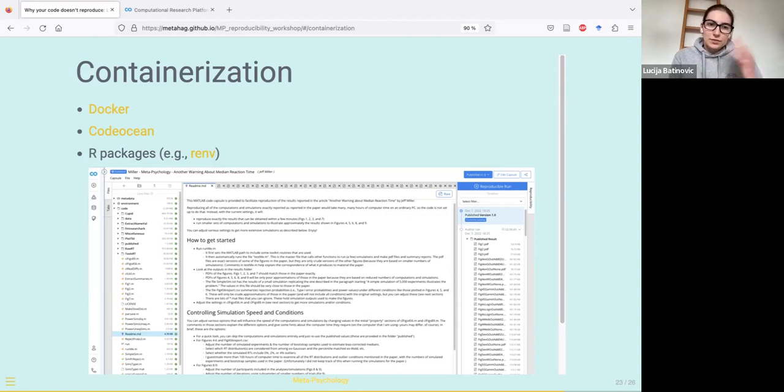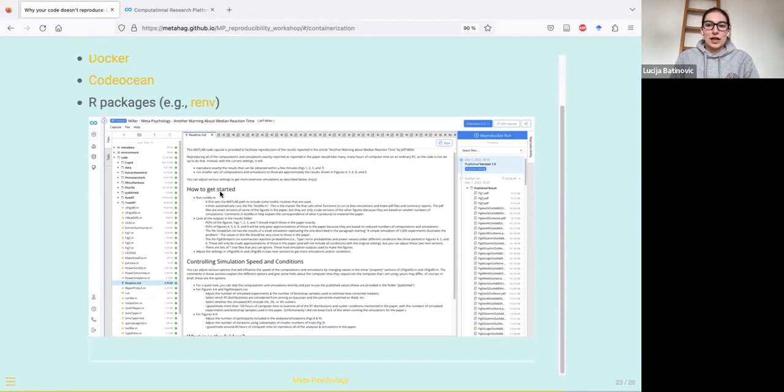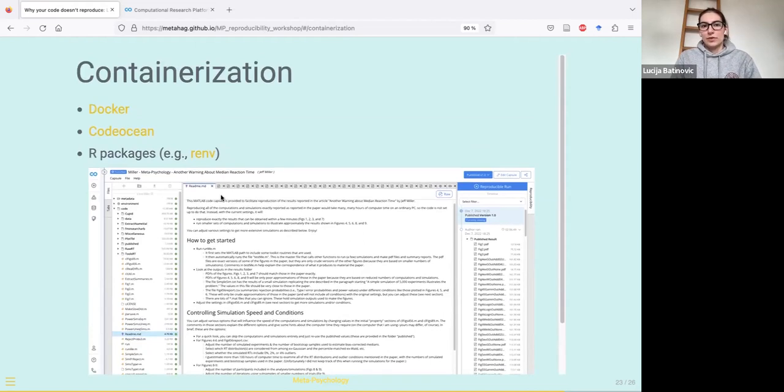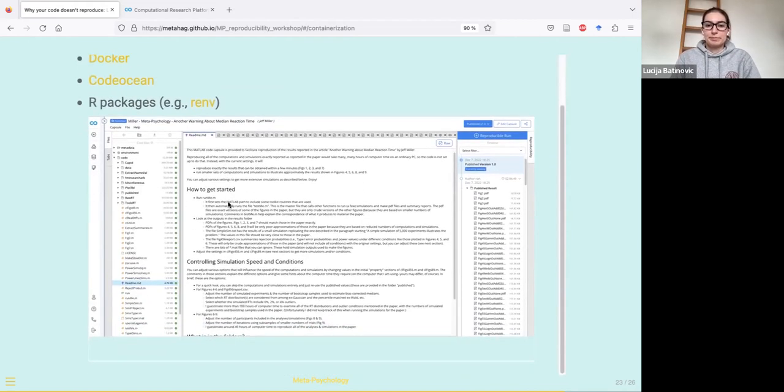Another thing that could be similar to this, but I've had issues with these, are packages. These are packages that save the version of the package that you used. And I have found that if this package no longer exists, it can really break your whole script. So it sometimes causes more issues than it helps. So Docker and CodeOcean are a really good option; as for packages that do this, I'm not so sure that they actually help over the course of time.